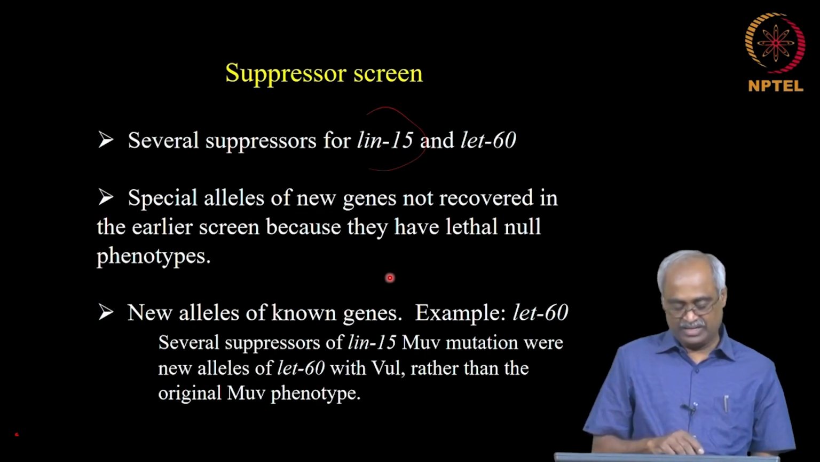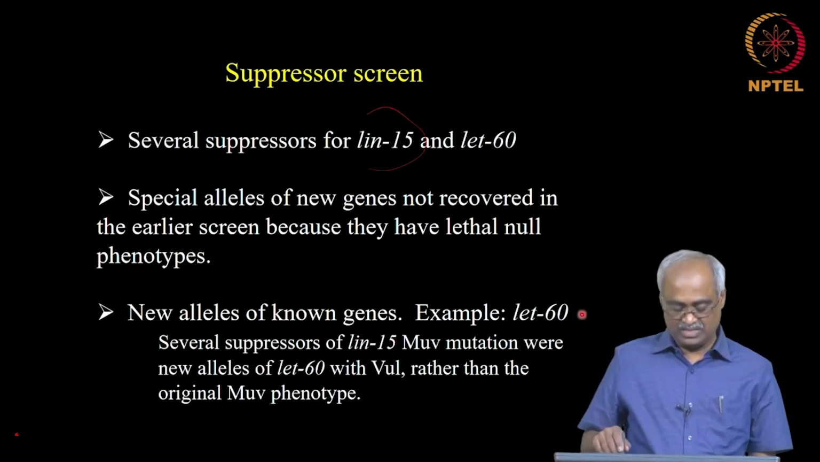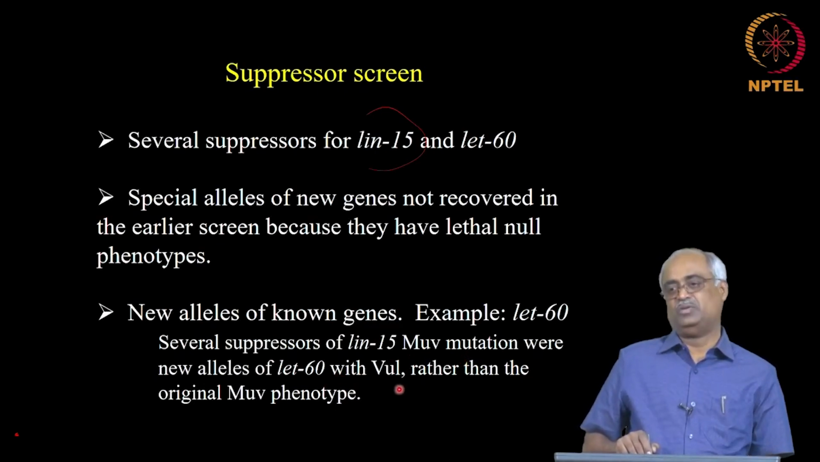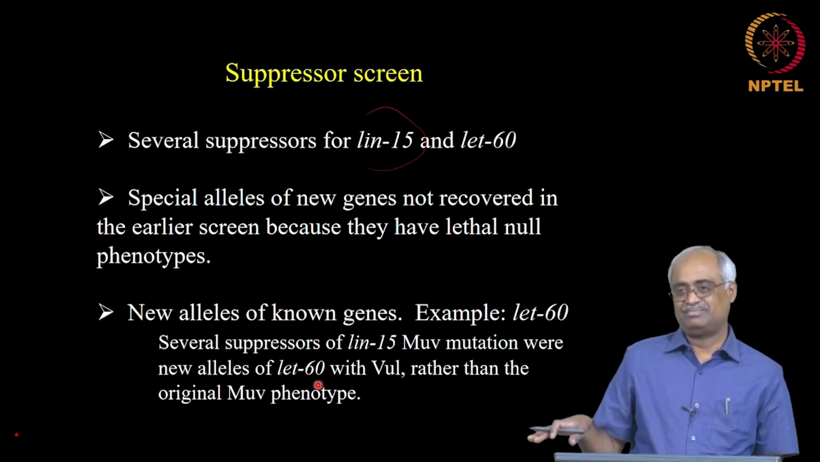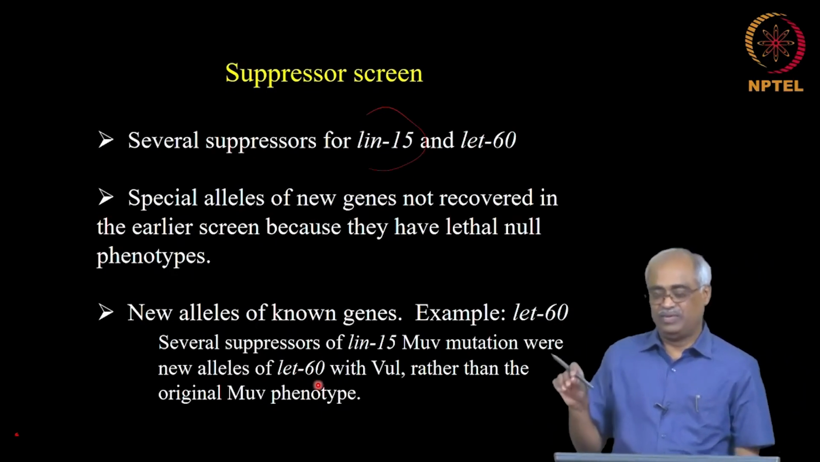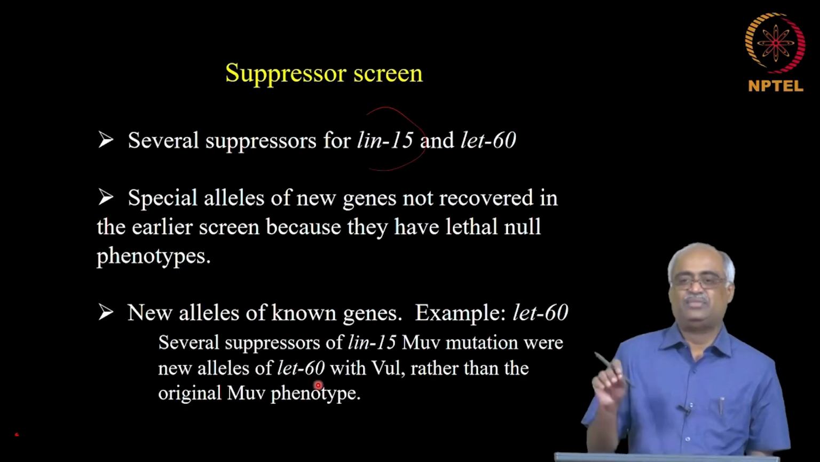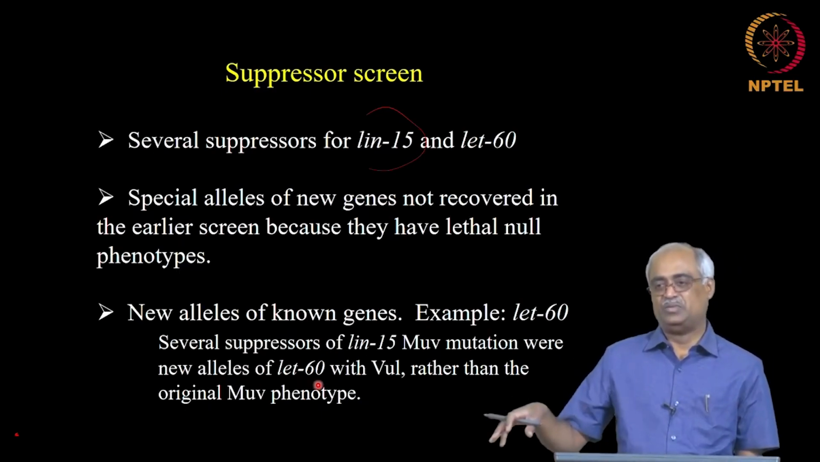And sometimes you get new alleles of known genes, for example, LET60. Several suppressors of Lin15 multi-vulva mutation were new alleles of LET60 with vulva-less phenotype. So, when you do not have LET60, you are actually not going to make vulva. When you lose LET60 function only during vulva development.